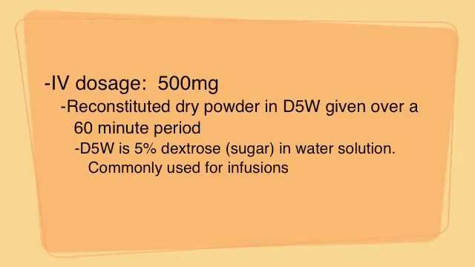So how do we give these two medications? Typically they come in a dry powder form. Both the medications are mixed together. So what they want you to do is put it in a bag of D5W, which is 5% dextrose in a water solution. You see this mainly when you're giving infusions and drips for patients in the hospital. So they'll put the stuff in the fluid and we'll let it run in over a 60-minute period.